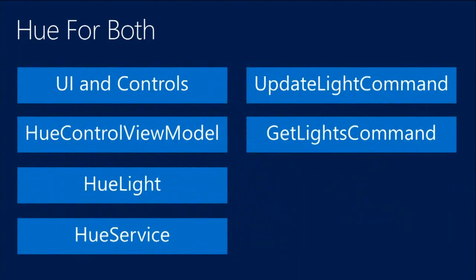Some things, however, are exactly the same: the way to send information to those light bulbs, and the way to retrieve information from those light bulbs, to ask them what color they're currently showing. Those are available in the update light command and get lights command. And the model, the data that I need to store in order to use this application, is the same too, because that model basically represents one single light. That light has an R value, a G value, a B value, and a brightness value.